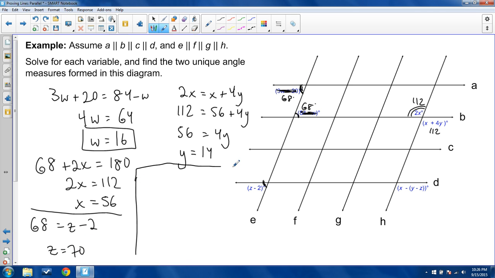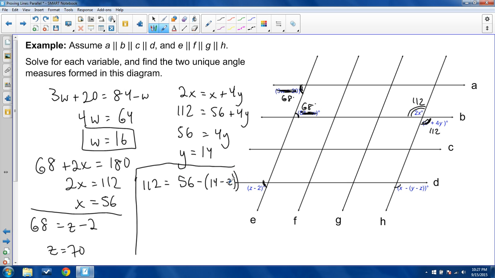The other way is by seeing this set of corresponding angles right here with B and H intersecting, and then with H and D intersecting. As you can tell, H is the transversal, and B and D are the parallel lines. So these corresponding angles are congruent. So I could set 112 equal to x minus the quantity y minus z.